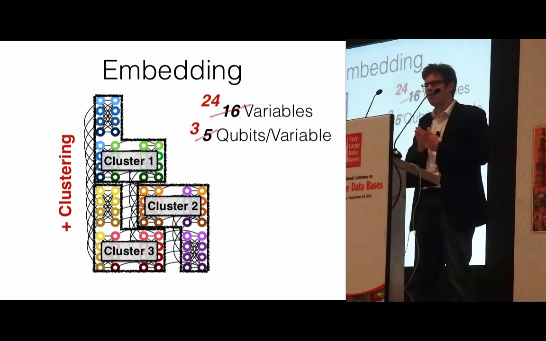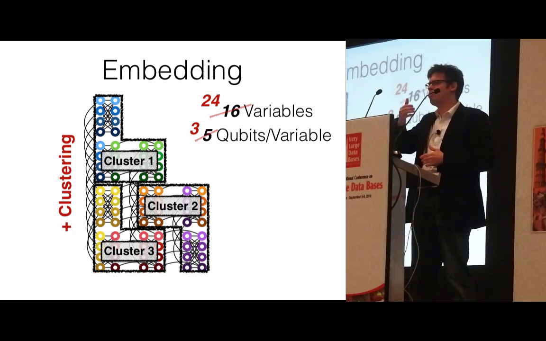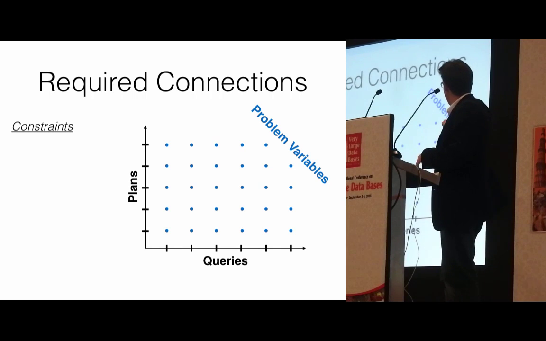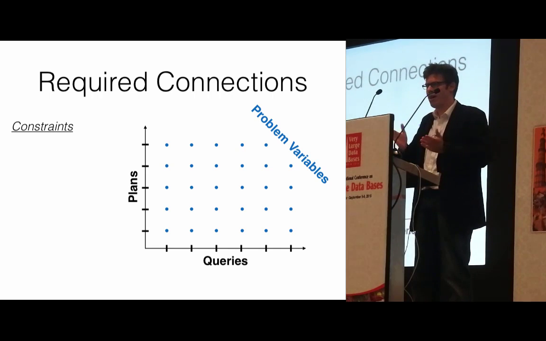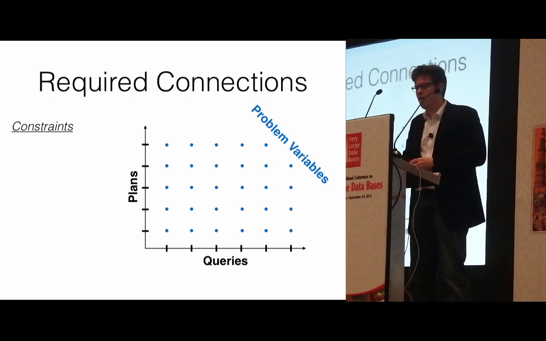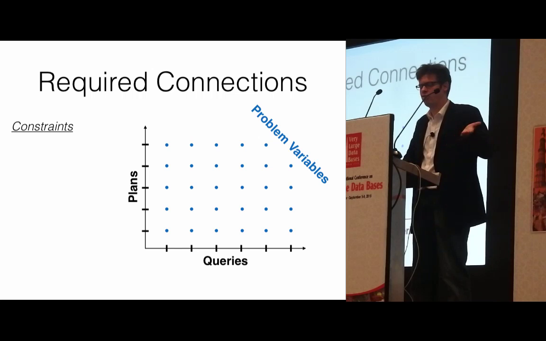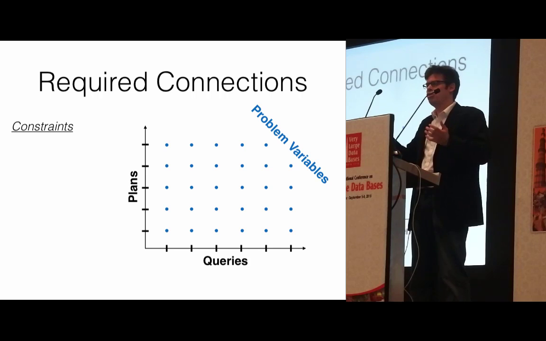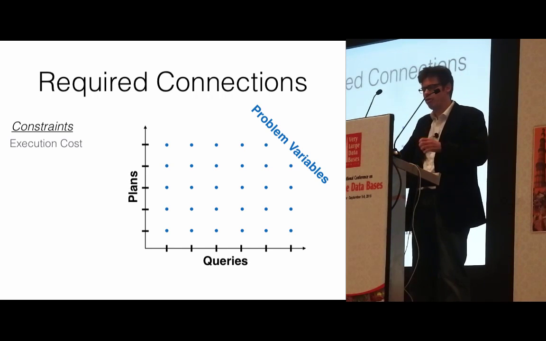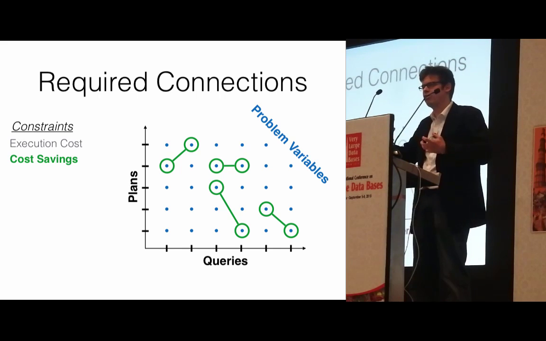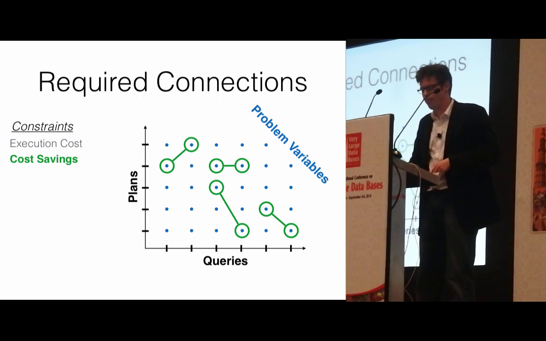Now the question is, however, how can I decompose the problem variables of multi-query optimization in that way? In order to answer that question, I need to analyze the terms that appear in the quadratic formula. Let us do that. On the right side, each blue dot represents one variable, representing the execution of a specific plan for a specific query. Now we are analyzing the terms that I have in the quadratic formula and see which connections between variables they require. The execution cost of single plans does not introduce any connections between variables, while the term representing cost savings introduces connections between those plans that can share work between them.